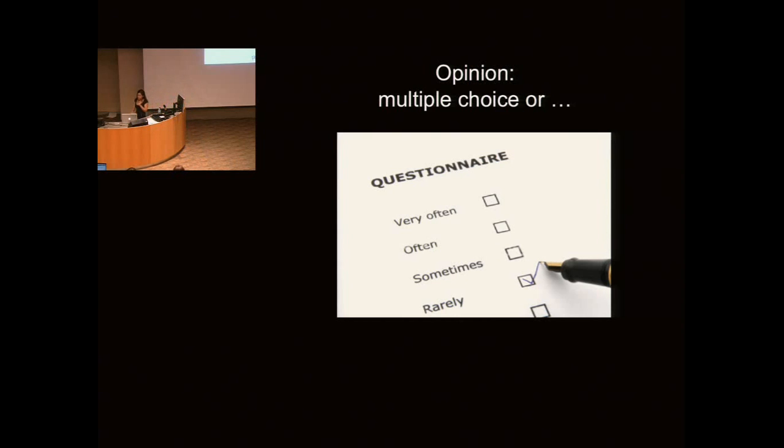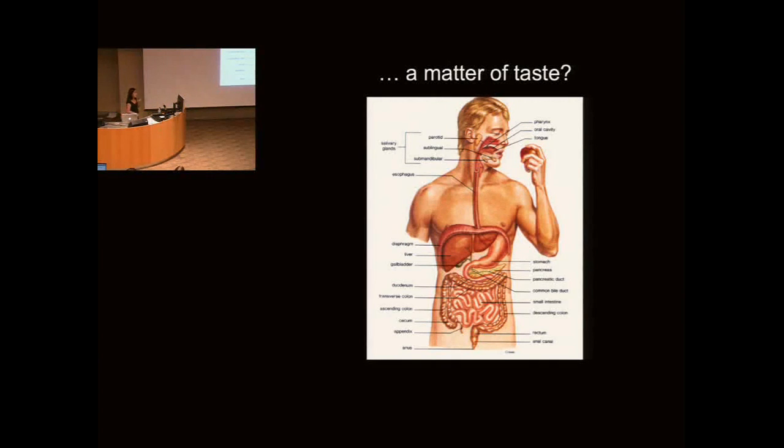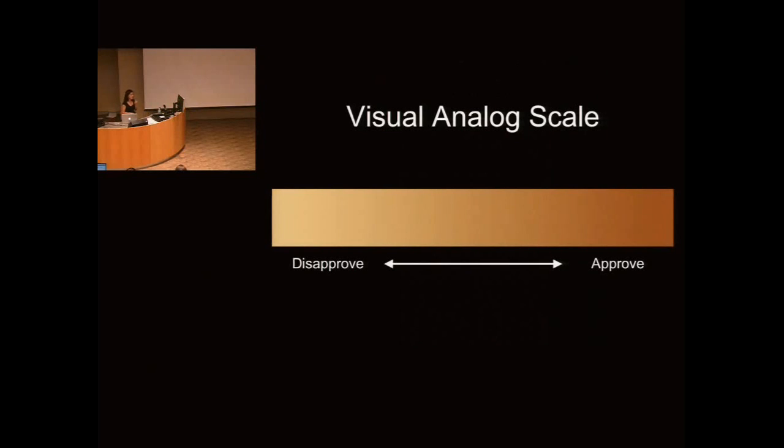And what we thought is that opinion is really more of a matter of taste, right? There's a lot of nuances and subtleties in opinions that we don't think are captured well by this discrete scale. So what we started to look at is something called the visual analog scale, which is commonly used in psychological studies. It's a continuous scale, so you would express your opinion by picking a point along this continuum to say, this is where I stand, right? Left would be negative or disapprove, and to the right would be approve.